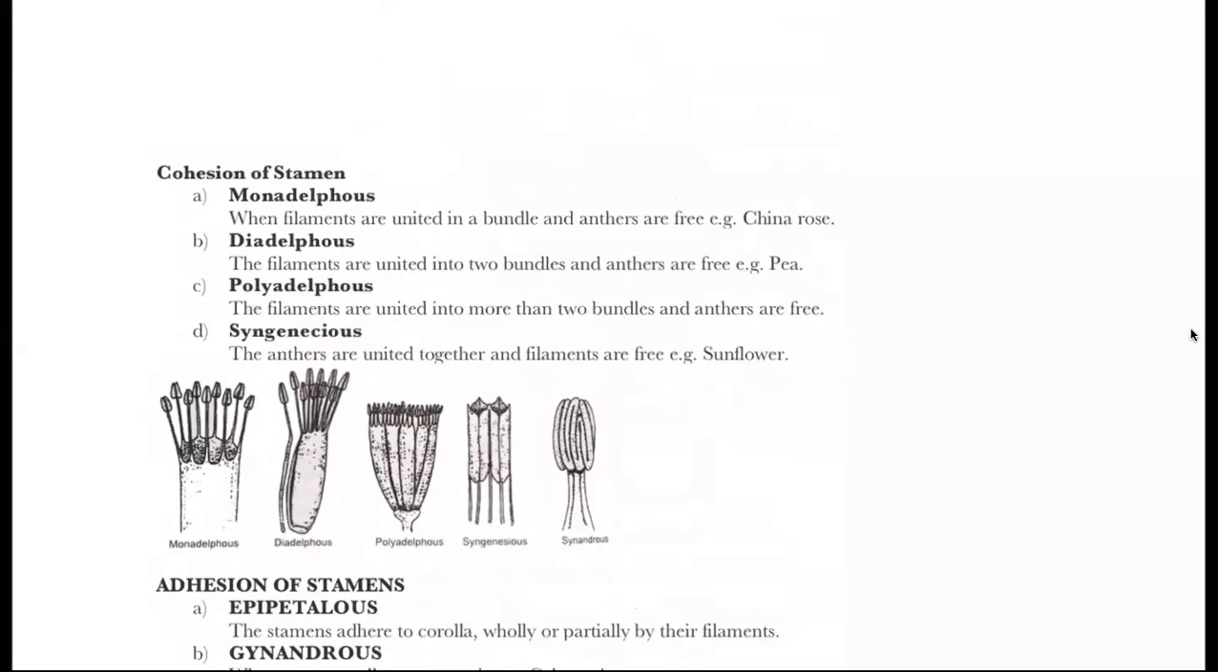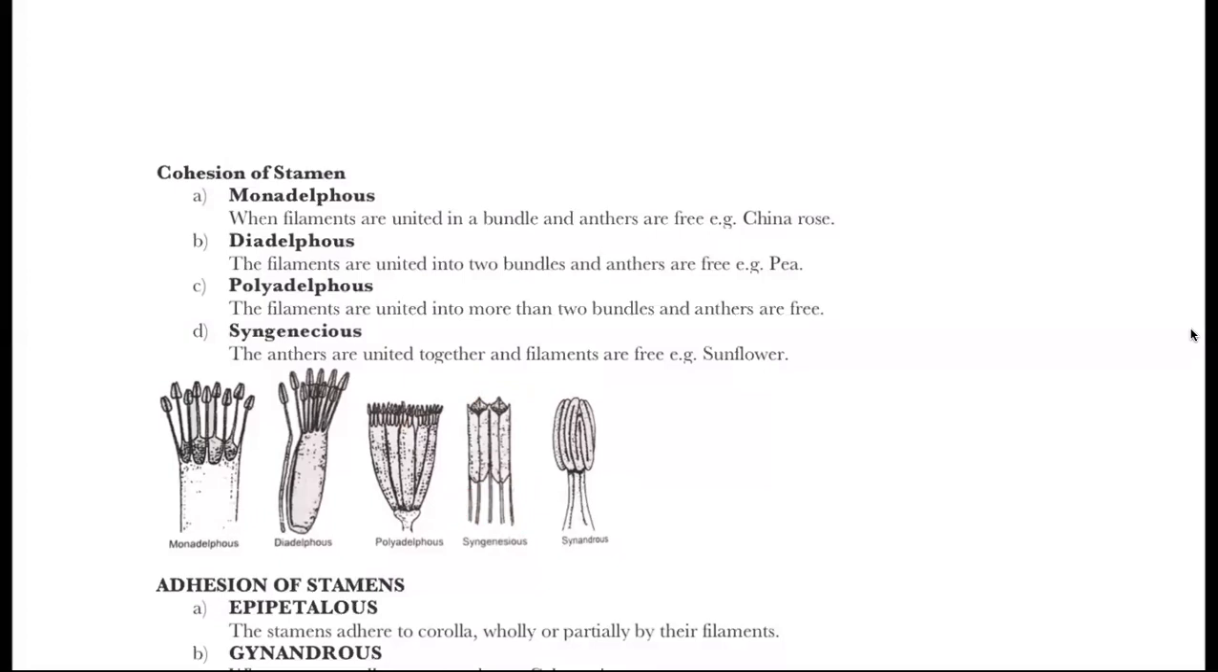So it could be multiple types of stamens. It could be monoadelphous, when your stamens are united in the bundle, ये आपके bundle में है, and anthers are free. ये देखो. Diadelphous, when the filaments are united in 2 bundles, एक घेरा और एक घेरा, anthers are free. Polyadelphous, when the filaments are united into more than 2 bundles and anthers are free. देखो multiple bundles में है, anthers are free. And lastly, syngenous, just when the anthers are united together and the filaments are free. So anthers are united and the filaments are free.